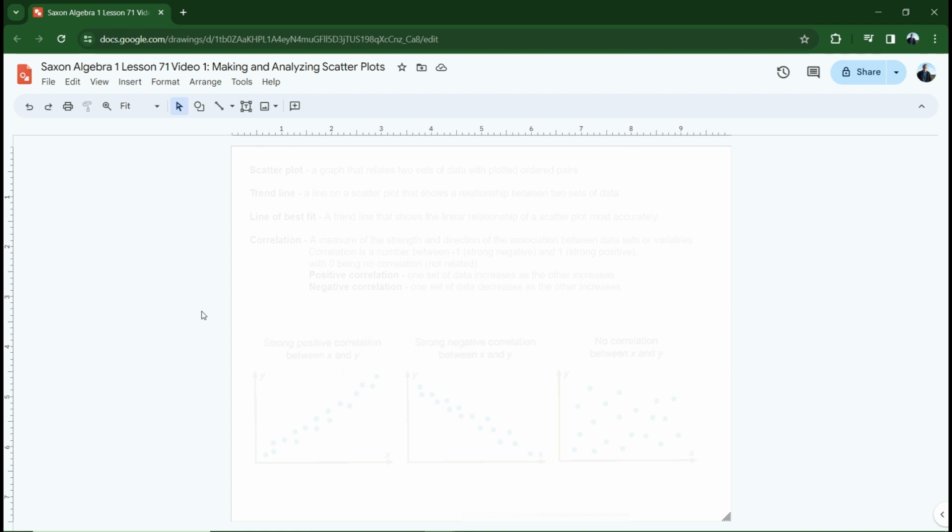And then the next video is probably the most important of the two videos, where we're going to actually be making and analyzing. We're going to be getting hands-on with scatter plots. All right, let's get started with some definitions.